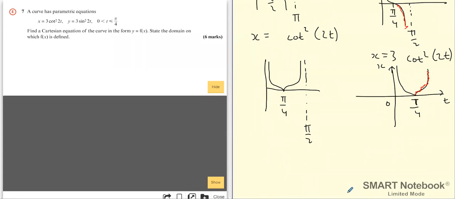So looking at this, if t is greater than 0 but less than or equal to pi over 4, can you please tell me what is the domain? What are the allowable x values, looking at this graph? You should now all be able to pick it up from here.